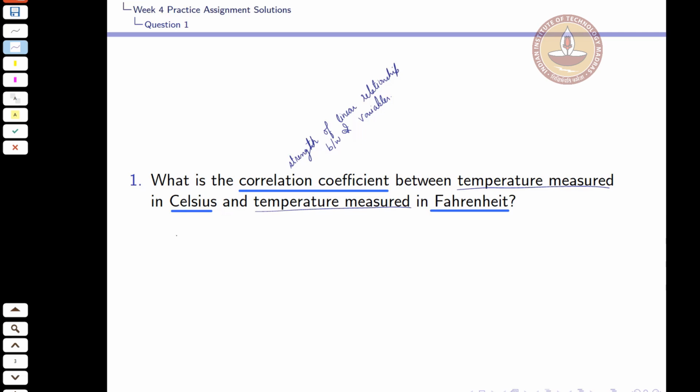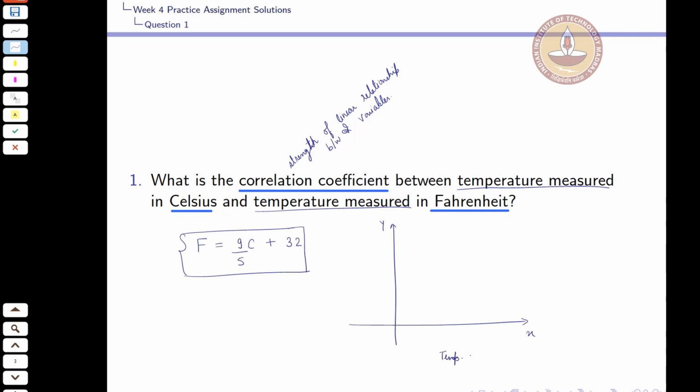As we know, the relation between temperature measured in Celsius and temperature measured in Fahrenheit is given by F is equal to 9 by 5 times C plus 32. So this is a linear equation. If we plot the graph of this equation, this is our x-axis, this is our y-axis. Let's say this is temperature in Celsius and this is Fahrenheit.